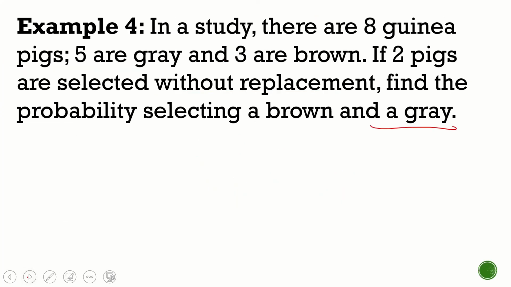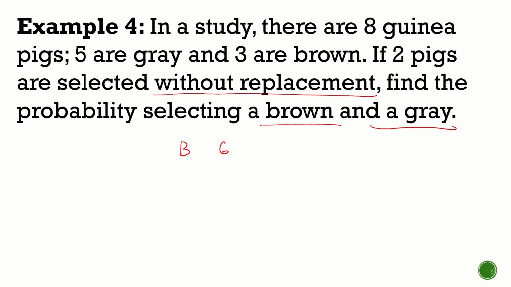Let's go to another example. In a study, there are 8 guinea pigs, 5 are gray, and 3 are brown. If 2 pigs are selected without replacement, and again, you see that phrase, without replacement, find the probability of selecting a brown and a gray. Brown and a gray. So first brown and then gray.